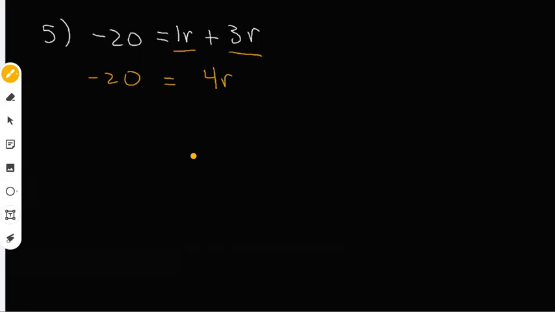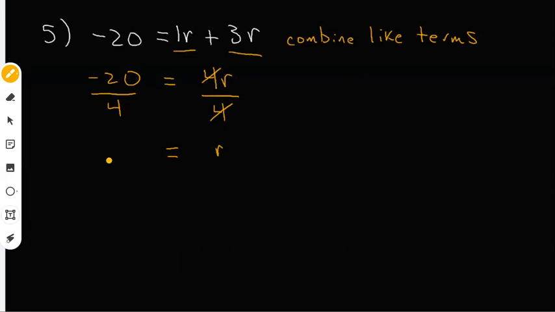So once I combine like terms, what I need to do now is get the r by itself by dividing both sides by 4. That way the 4's cancel, and I'm left with r equals negative 20 divided by 4. That's going to be negative 5. So that's my answer. That's going to go inside my solution set.